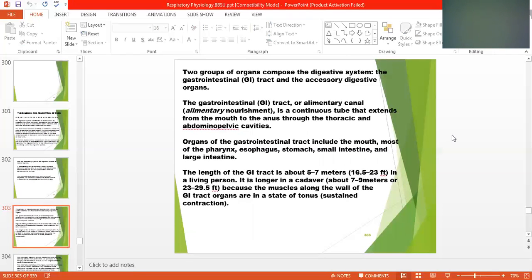The length of the GI tract is about 5 to 7 meters, that is 16.5 to 23 feet, in a living person. It is longer in a cadaver, about 7 to 9 meters or 23 to 29 feet, because the muscles along the wall of the GI tract organs are in a state of tonus, or sustained contraction.